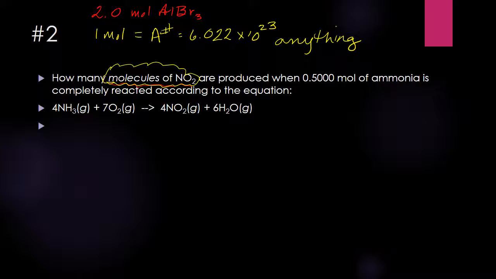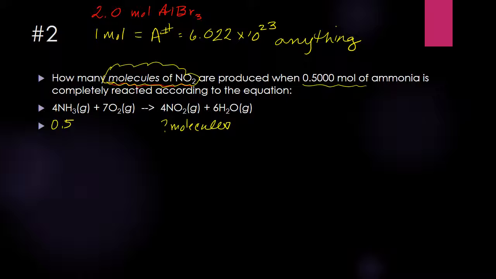Okay, so we're looking for molecules of NO2. So underneath that, I'm going to write question mark molecules. Please don't skip this statement. How much of that is produced when we start with this much of ammonia? So underneath ammonia, 0.5, and I'm going to skip all those zeros for now, even though they are significant.